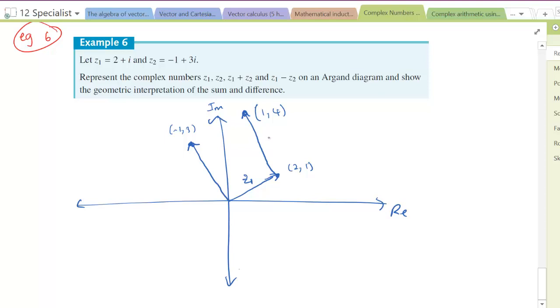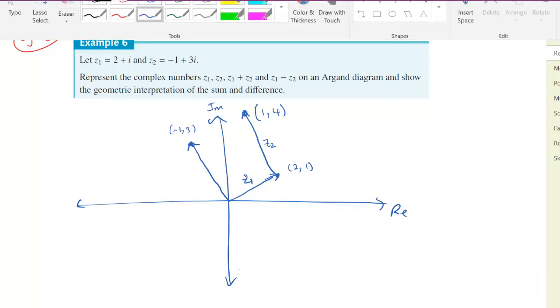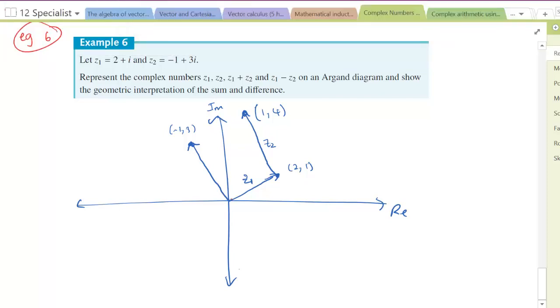So this represents Z2. Now, if I choose a different color here and I go red, this line from the origin up to this point here is going to be our Z1 plus Z2.